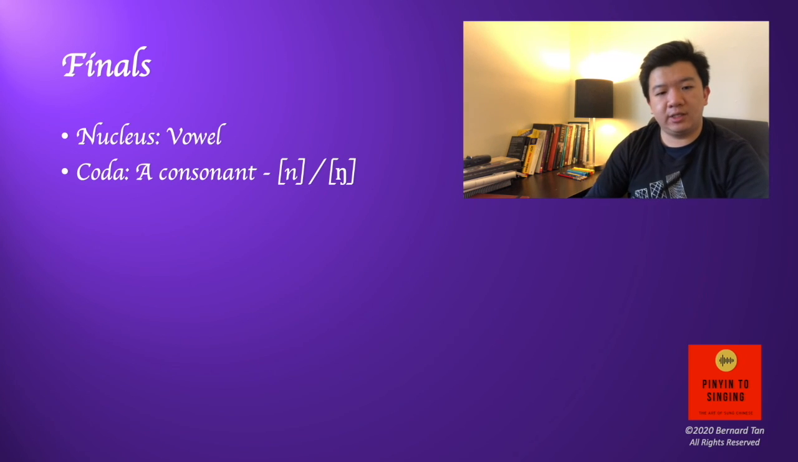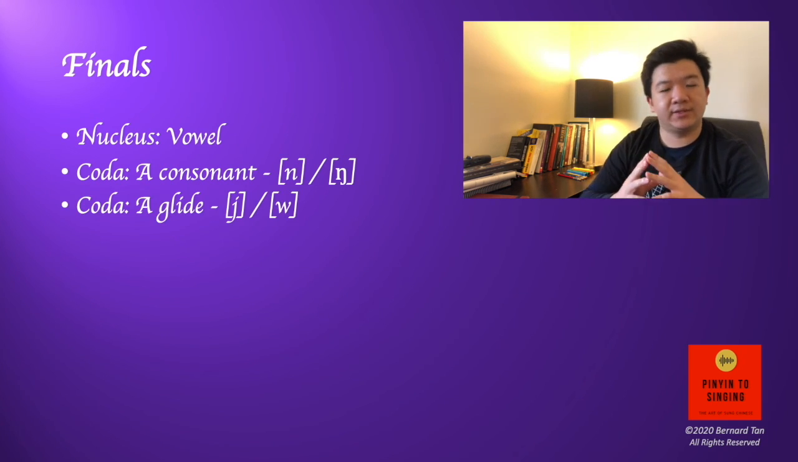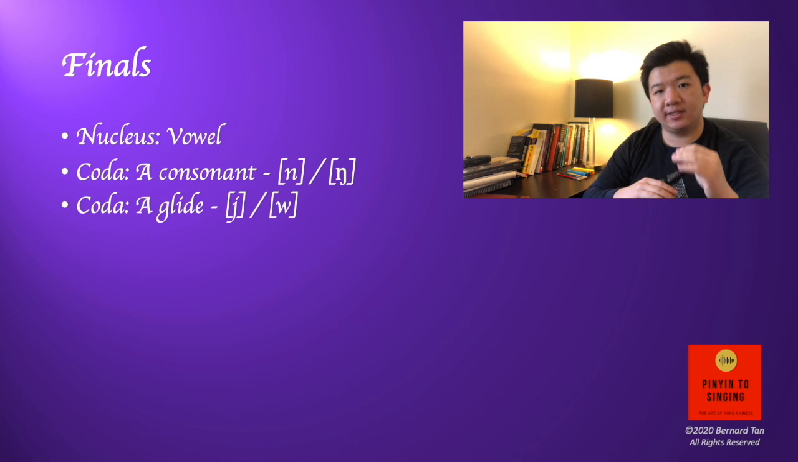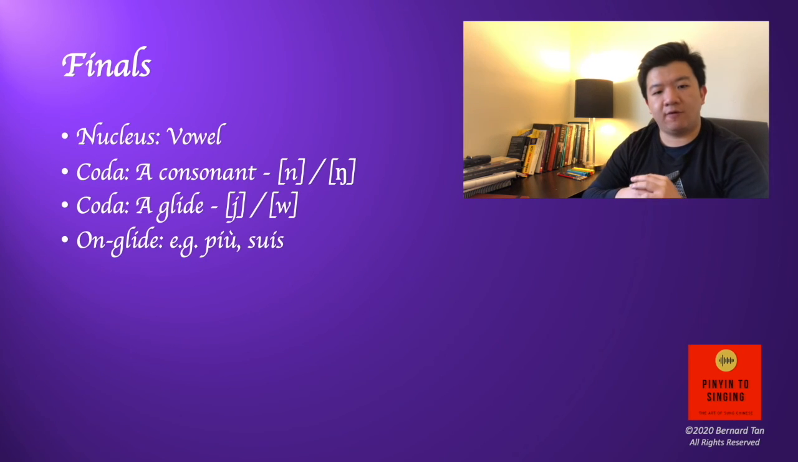Another possibility in the coda is a glide. Glides can take two forms. One is an on glide, one is an off glide. A glide basically means a sound that travels quickly to or from a vowel. An on glide happens before the vowel sound.